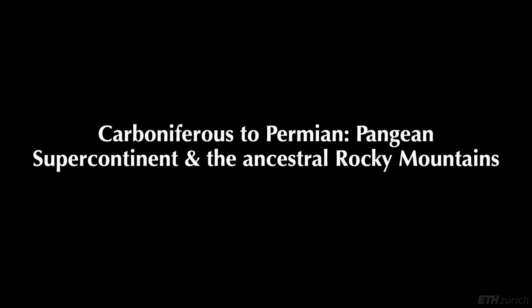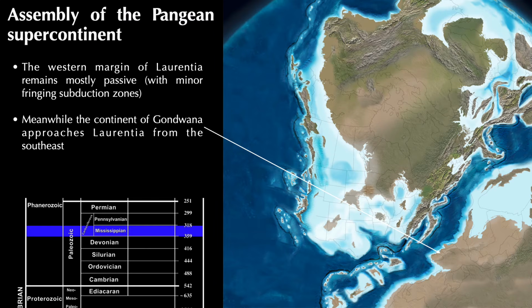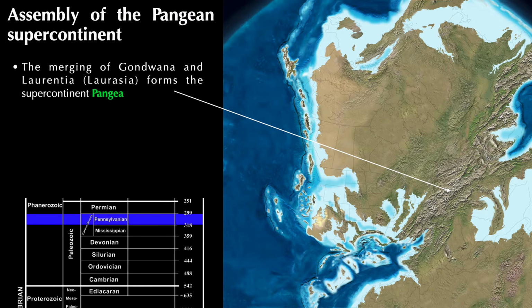So moving on to the late Paleozoic, during this time, the western US is thought to have remained fairly passive, with the exception of perhaps some small fringing subduction zones and island arcs that are preserved in a few locations in the northwest North American continent. But meanwhile, the continent of Gondwana is approaching Laurentia from the southeast. Just stepping through some of these reconstructions here. And this merging of Gondwana and Laurentia ultimately forms a new and improved supercontinent, known, of course, as Pangea.